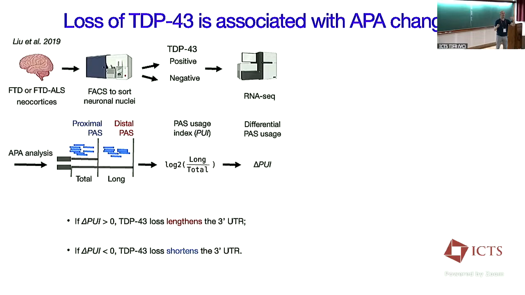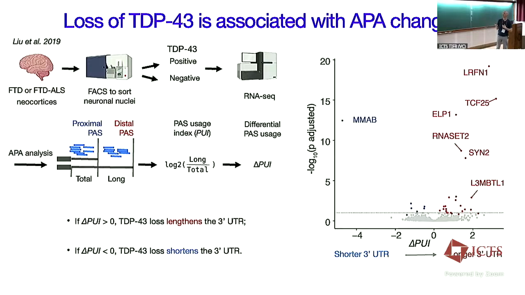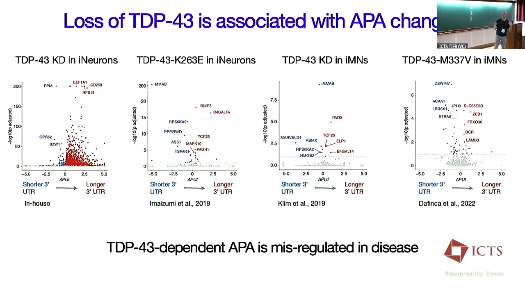Yi reanalyzed that data set from the web. This time he looked for changes in alternative polyadenylation, and he found evidence for widespread alternative polyadenylation changes. He found lengthening as well as shortening of the UTRs. He reanalyzed our own in-house data sets as well as others on the web.